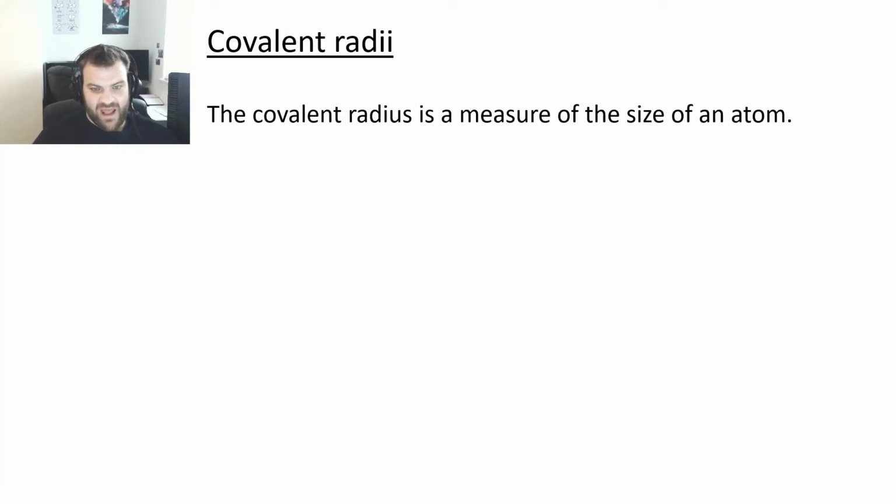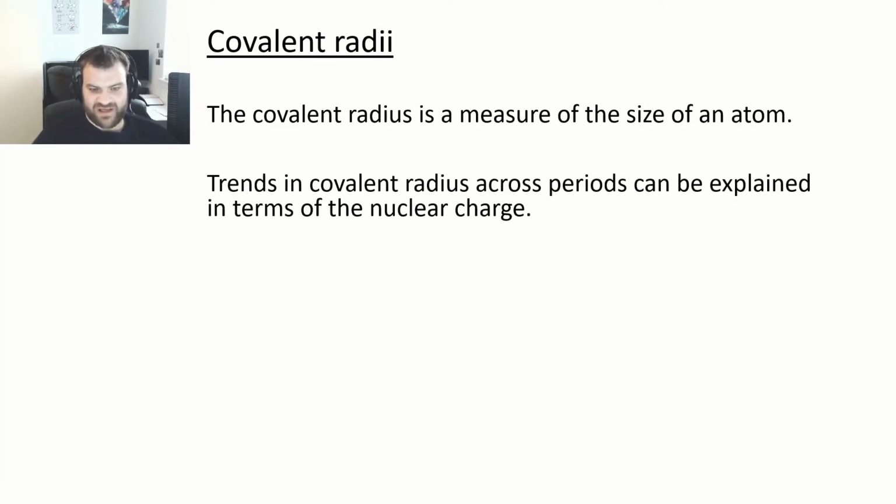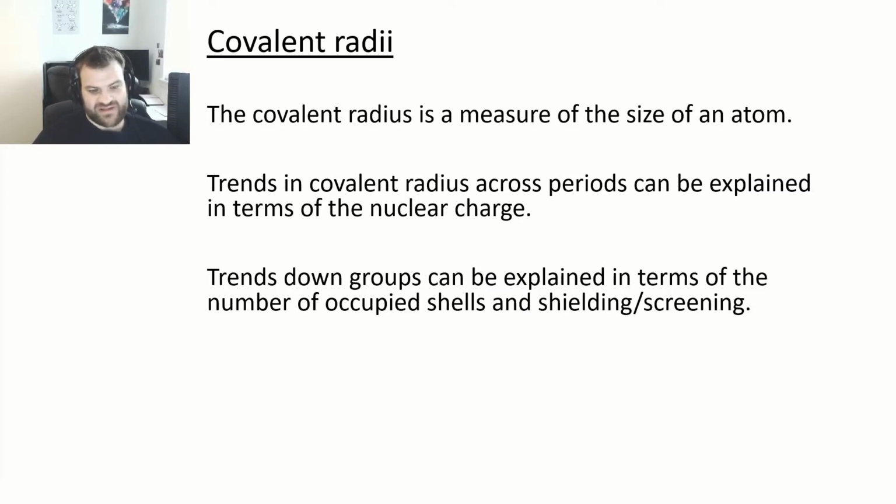Next, we'll talk about covalent radii. Covalent radii is a measure of the size of an atom. We're going to look at how it changes going across a period in terms of the nuclear charge. And also we're going to look at going down a group in terms of the number of occupied shells, and also link that to shielding or screening effect.